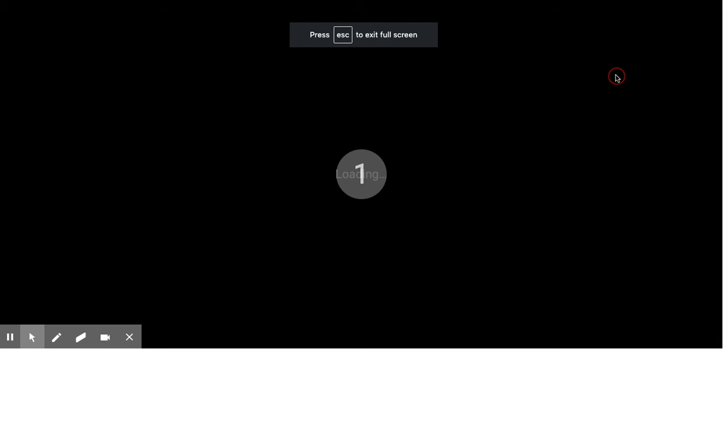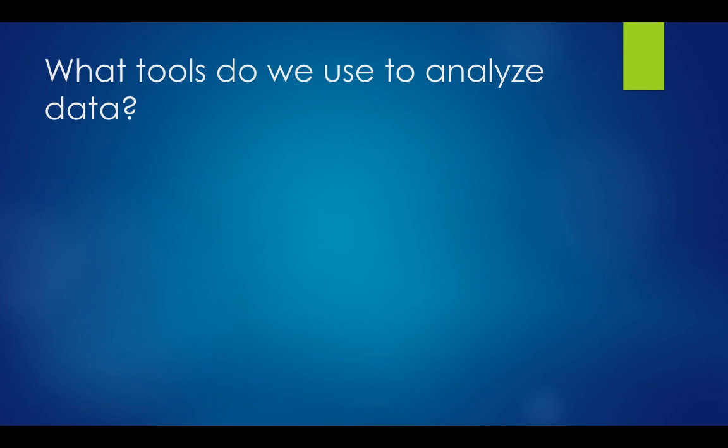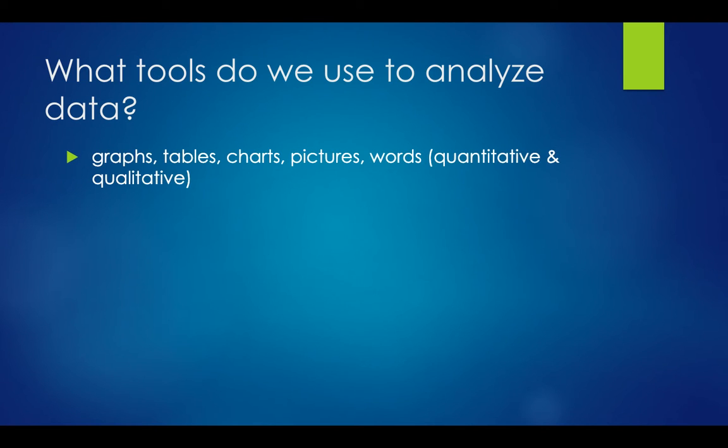Alrighty, hello everyone, and welcome to our experimental design notes for pages 6 and 7. So, in this video, we're going to talk a lot about the different tools that we can use to analyze data. We're going to talk about hypotheses and theories and laws and what all those are and what they mean, and a few other things. So, let's go ahead and get started with what tools do we use to analyze data.